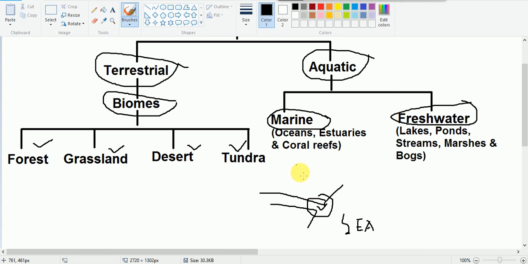And coral reefs are islands formed by corals. Say, for example, this is a coastal area, and nearby the coast you may see a long island formed in this way by corals. Corals are microscopic living organisms which secrete calcium carbonate. In the freshwater ecosystem, we have lakes, ponds, streams, marshes, and bogs, that is, wetlands. So these are the different types of ecosystem.